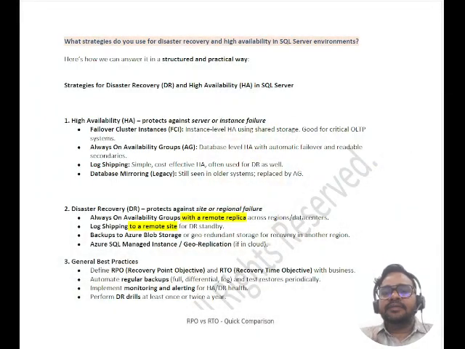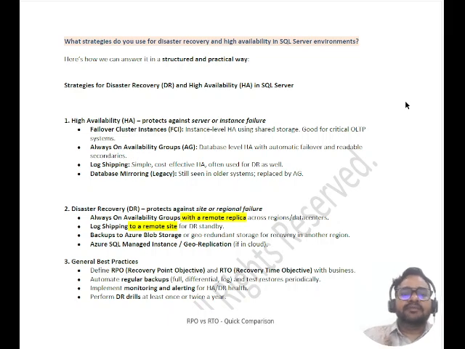Let's move to the slide now. The question is, what strategy do you use for disaster recovery and high availability in SQL Server environments? Remember, we need to answer in a structured and practical way. First of all, we need to differentiate what is high availability and what is disaster recovery. High availability protects against server or instance level failure, and disaster recovery protects against site or region level failure.